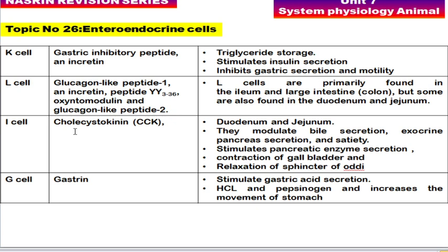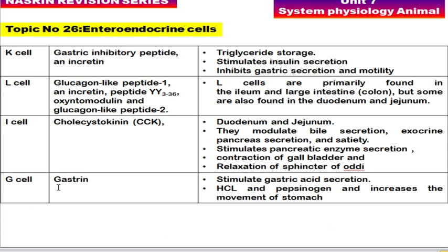Next is the I cell, which will be secreting CCK, which is present in the duodenum and jejunum. The functions of CCK secreted by the I cell include modulating bile secretion, exocrine pancreas secretion and satiety. Next, it stimulates pancreatic enzyme secretion. Next, it will lead to contraction of the gallbladder. Once the gallbladder contracts, the bile juice is secreted, which is helpful for digestion. Next, it will also lead to relaxation of the sphincter of Oddi, which is a muscle involved in digestion and absorption of nutrients.